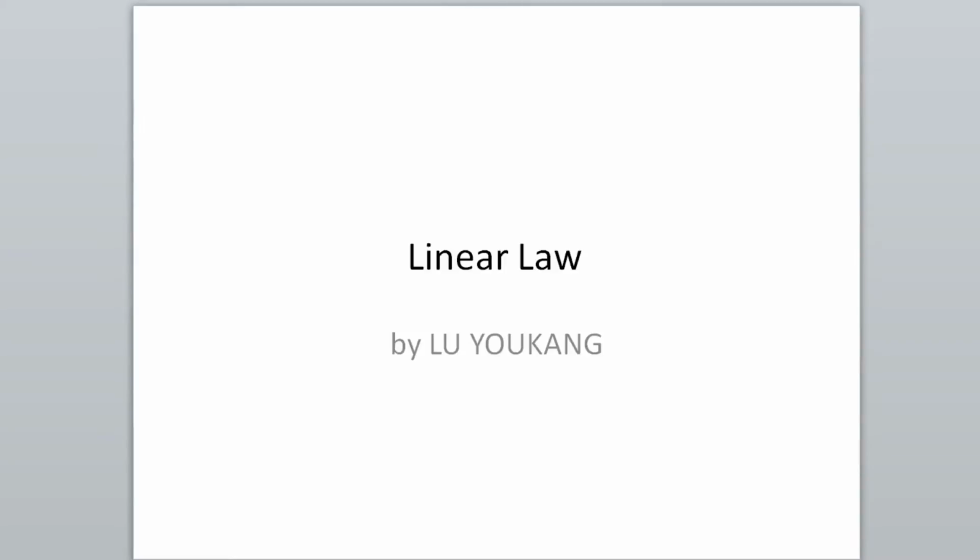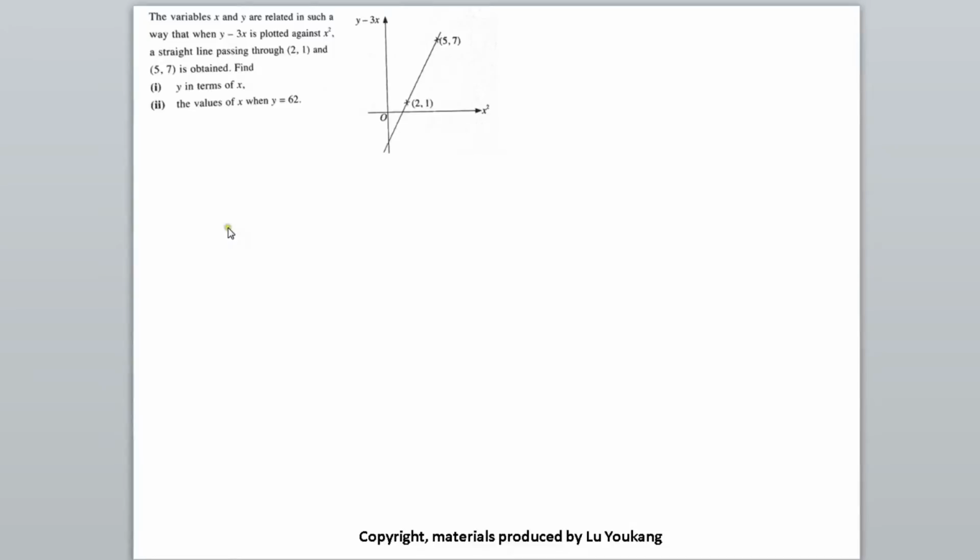So without further ado, let's turn to the next slide. Over here we have a question. The variables x and y are related in such a way that when y minus 3x is plotted against x squared, as you can see, the horizontal axis is x squared, the vertical axis is y minus 3x, and a straight line passes through (2, 1) and (5, 7).